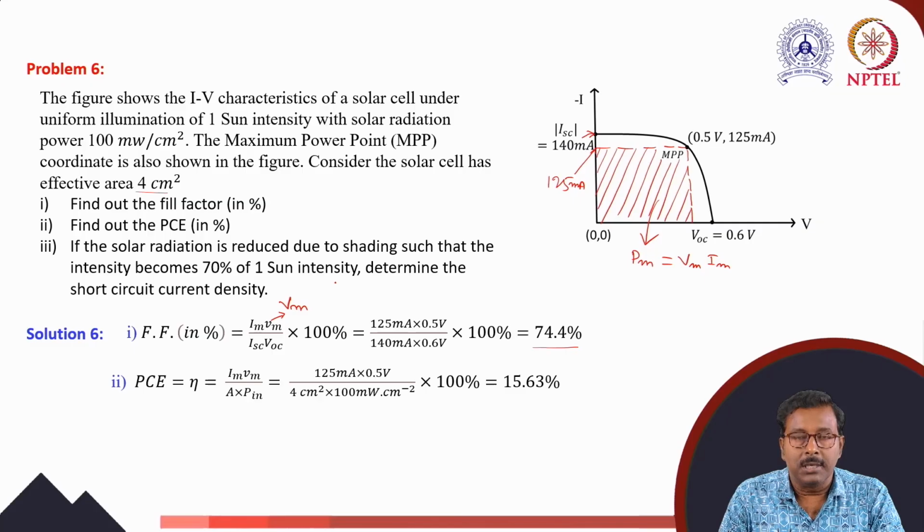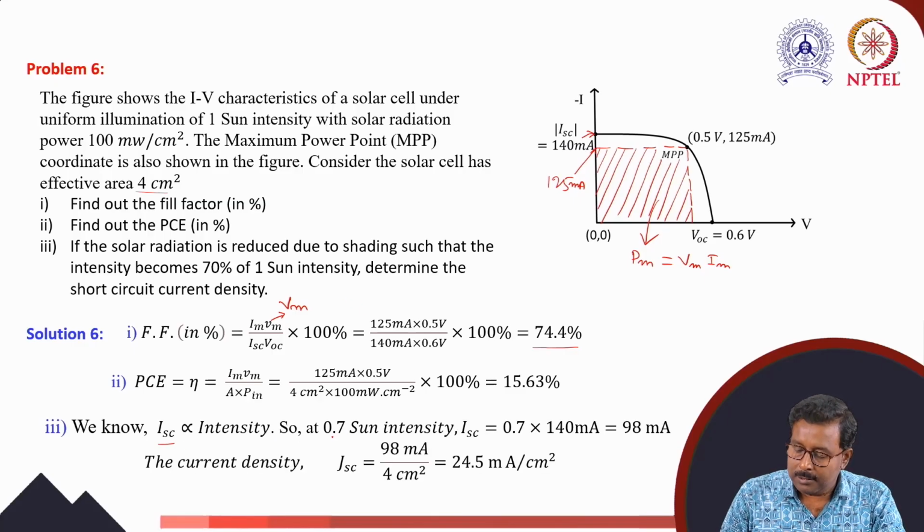Shading effect is considered. Generally, shading due to cloud or due to trees and other obstacles, we model in terms of a factor of one sun intensity. Say 0.7 of one sun, that is 70% of one sun, is mentioned here. And short circuit current is directly proportional to the intensity. From that you have to calculate the new short circuit current when the sun intensity is 70% of one sun.